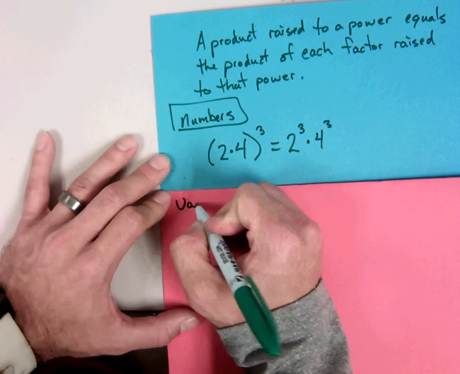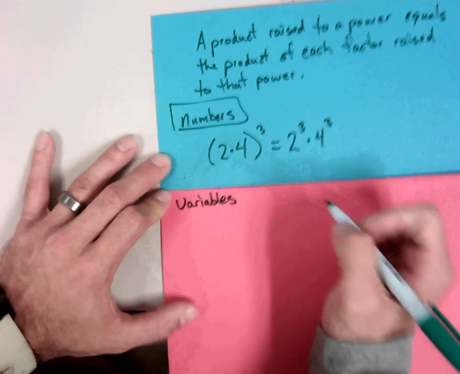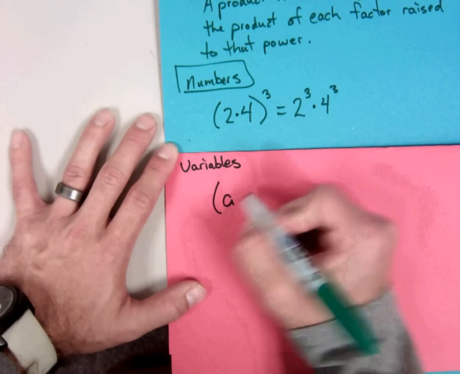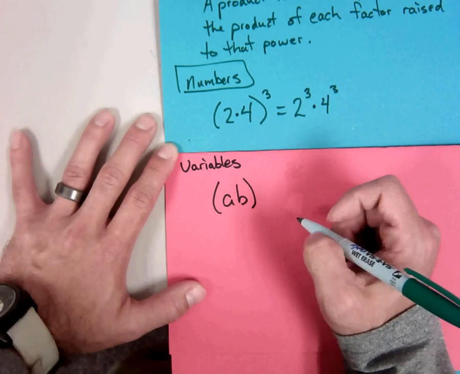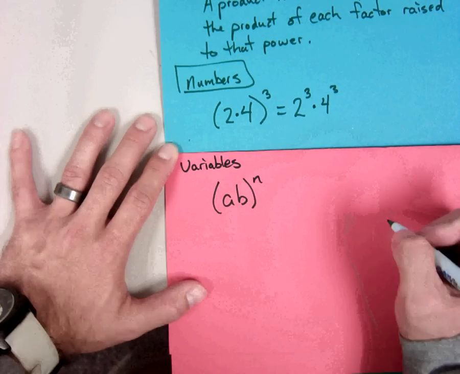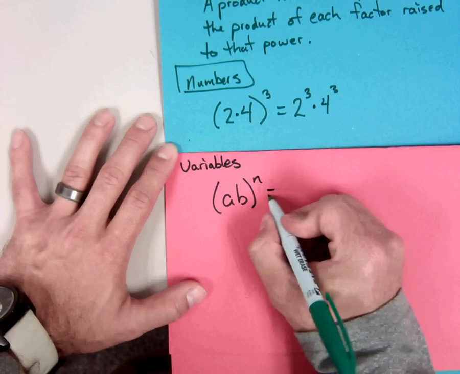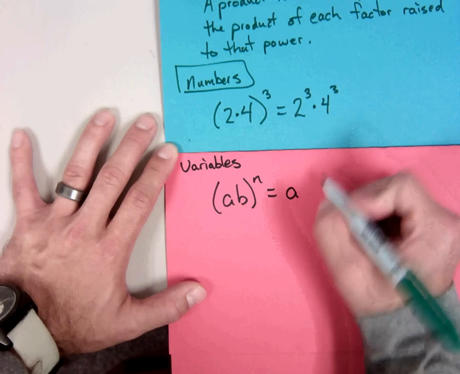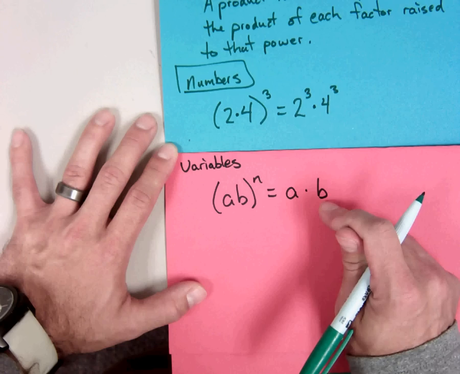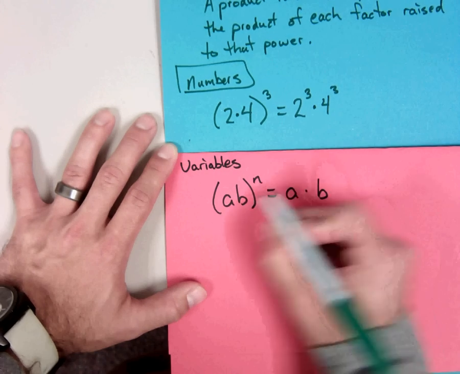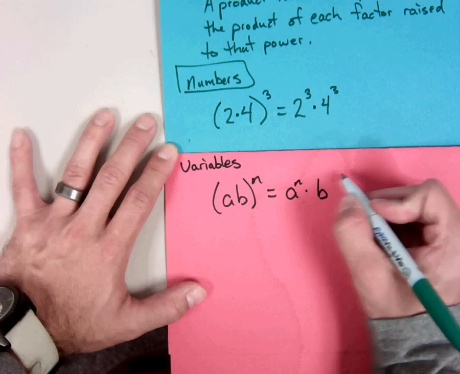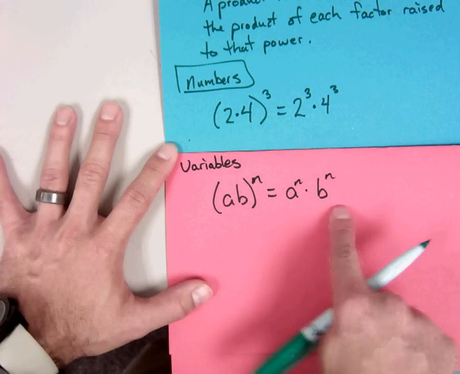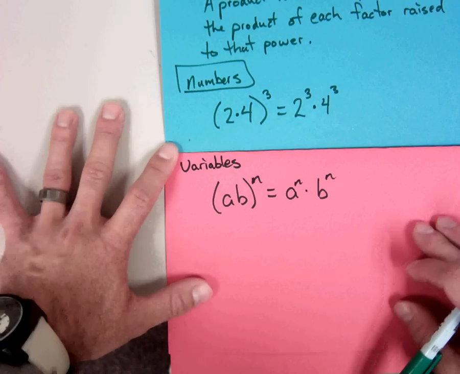Alright, so let's see what that looks like with variables. Alright, so if we have a product, A times B, raised to a power, let's call it n, it is equal to the product of each factor, okay, so the product of each factor, that's going to be A times B, raised to that power. So they're both going to have to be raised to the power of n. Okay? And we'll take a look at that a little bit more tomorrow.